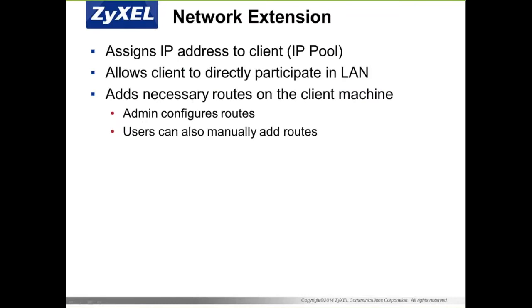To elaborate more on the full tunnel SSL VPN process, the SSL VPN gateway will assign a remote PC an IP address on the virtual interface created by the software client. Then, traffic from the remote client can be routed to the corporate network with a pre-assigned IP. It also adds necessary routes on the client machine. The admin can configure these routes from the SSL VPN policy configured on the ZyWALL USG. Users can also manually add routes via their computer's command line if they so desire.